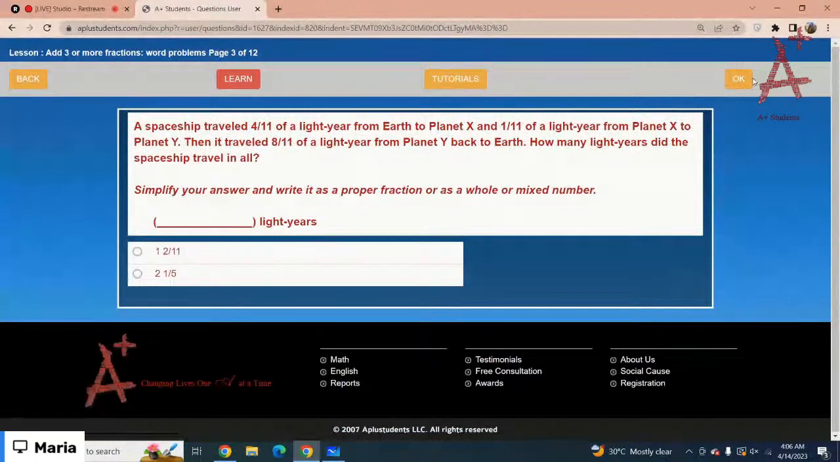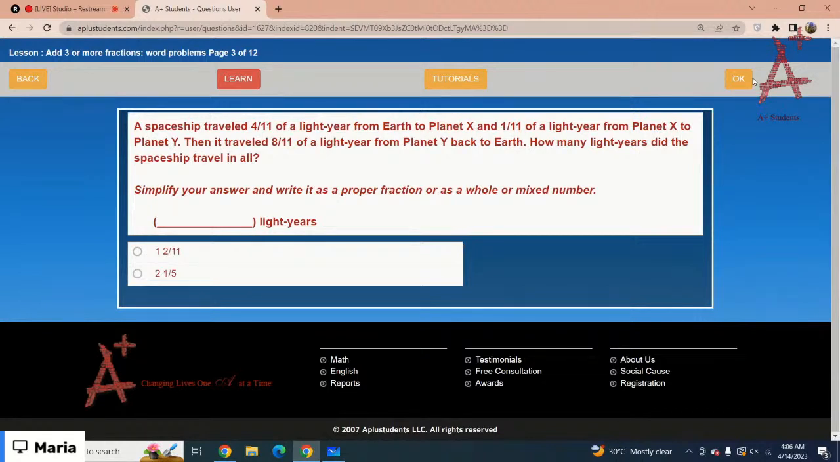Okay, the next one is a spaceship traveled 4/11 of a light year from Earth to planet X and 1/11 of a light year from planet X to planet Y. Then it traveled 8/11 of a light year from planet Y back to Earth. How many light years did the spaceship travel in total? You have to calculate the total distance the spaceship covered. Got it? Just add up all the values.